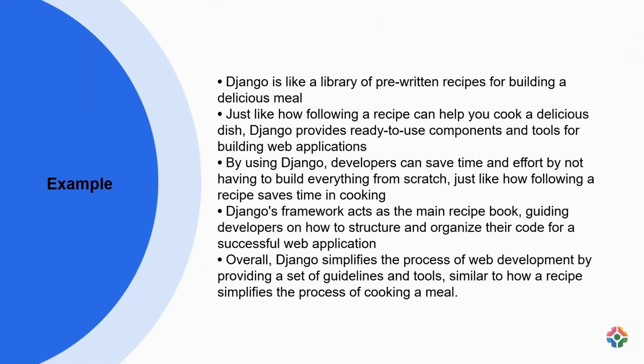Django is like a library of pre-written recipes for building a delicious meal. Just like how following a recipe can help you cook a delicious dish, Django provides ready-to-use components and tools for building web applications. By using Django, developers can save time and effort by not having to build everything from scratch, just like how following a recipe saves time in cooking. Django's framework acts as the main recipe book, guiding developers on how to structure and organize their code for a successful web application. Overall, Django simplifies the process of web development by providing a set of guidelines and tools, similar to how a recipe simplifies the process of cooking a meal.